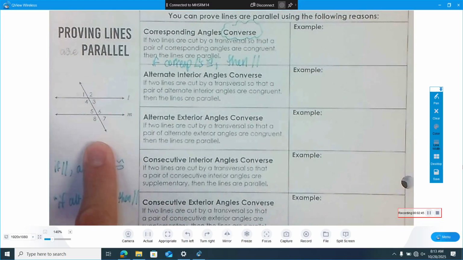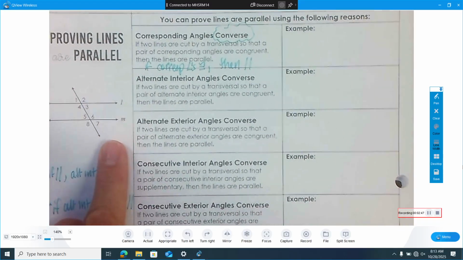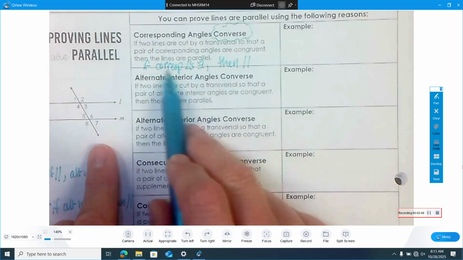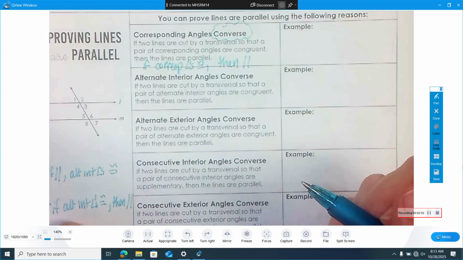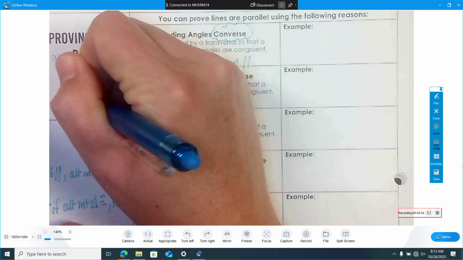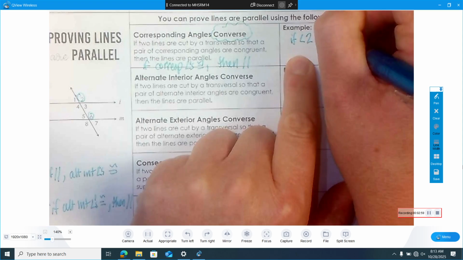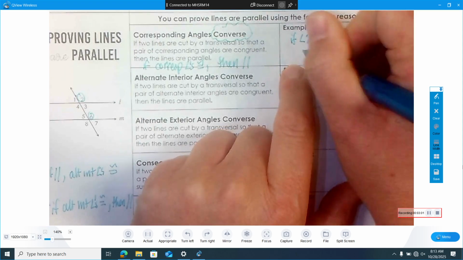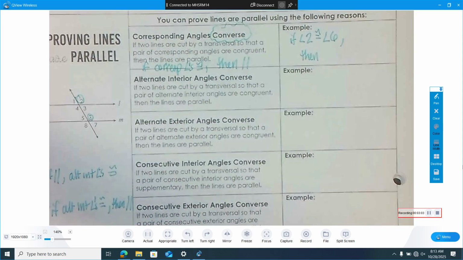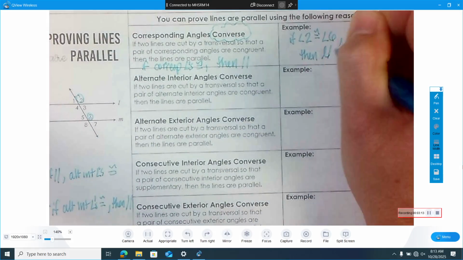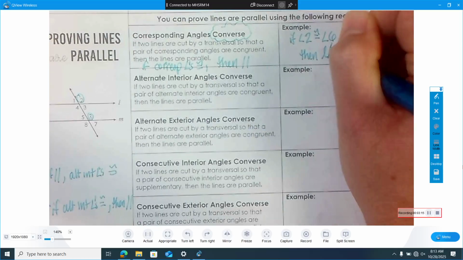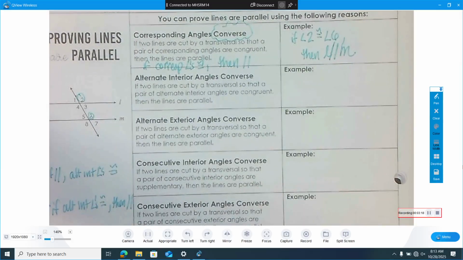So, for example, in this picture, give me two corresponding angles. 2 and 6. Angle 2 and angle 6. So if angle 2 is congruent to angle 6, then what do we know? We have parallel lines. Which lines are parallel? L and M. Then L is parallel to M.